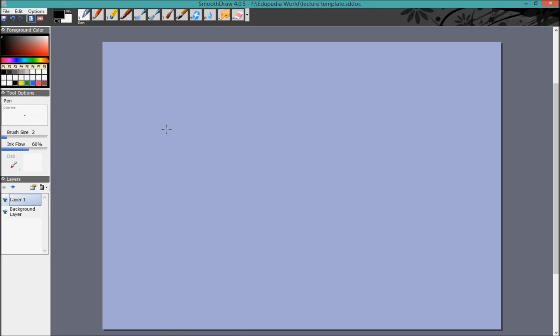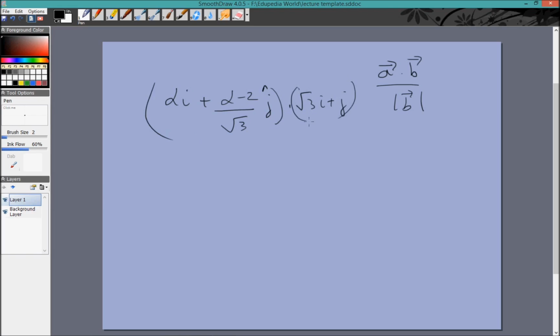So if alpha is 2 plus root 3 beta, then we can immediately write the vector as alpha i cap plus (alpha minus 2) by root 3 j cap. We are given that the projection of this on root 3 i cap plus j cap is root 3. The projection of A on B is A dot B by mod B. So this dotted with root 3 i plus j, divided by mod of root 3 i plus j, which is 2.